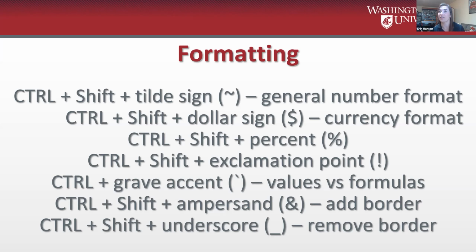It looks a lot like an apostrophe, but it's actually at the top, next to the tilde sign above the tab key. That will allow you to switch between displaying cell values or formulas in a worksheet. Control Shift and the ampersand will apply an outline border to selected cells, and Control Shift underline will remove the outline border from selected cells.